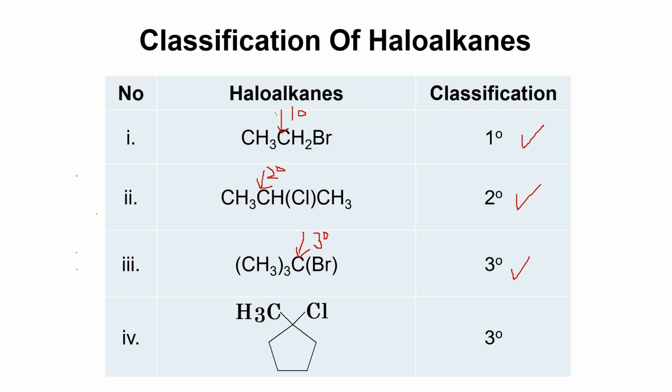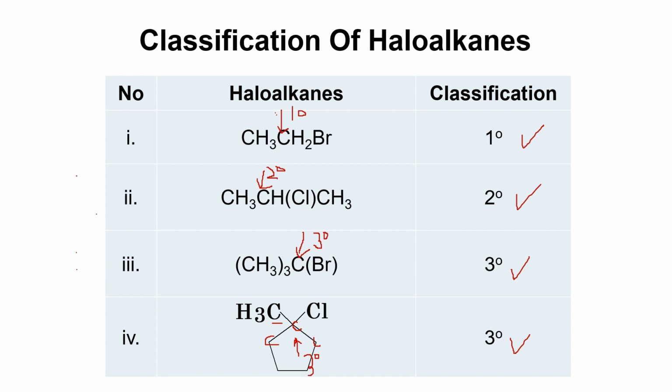And then the fourth example, let's see the carbon that bears the chlorine atom. This carbon is bonded to 3 other carbon atoms, so it is classified as tertiary carbon. So the class of haloalkane is tertiary.